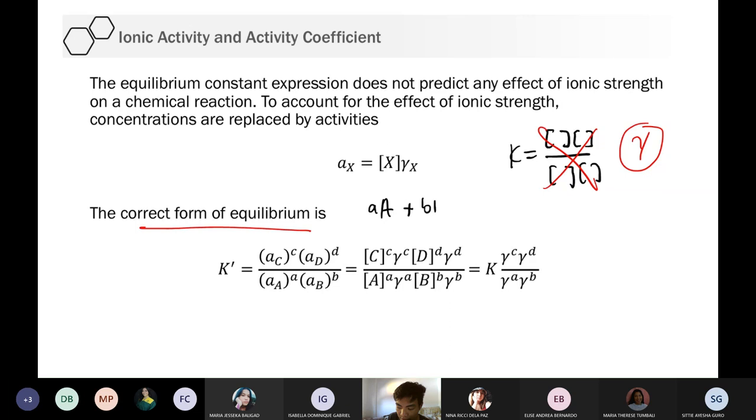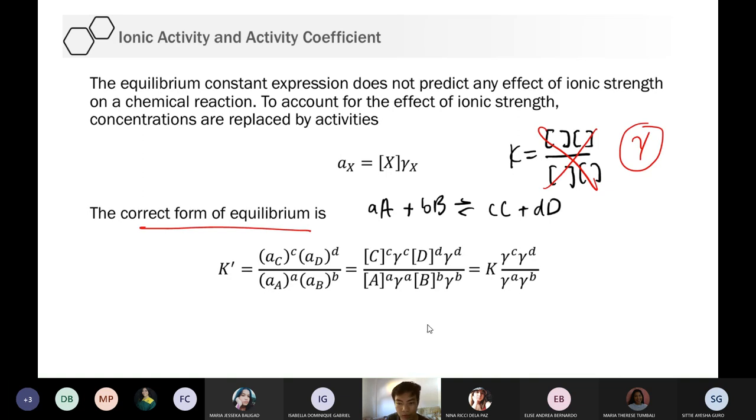Okay. So suppose you have this equation. The correct version of the equilibrium, including the activities, are eto. Okay. So that's the activity of the products divided by the activities of your reactants. And what's activity? Activity is equals to concentration times the gamma. So yan, in-expand ko lang dito. Concentration, gamma. Concentration, gamma. Okay. And yung mga concentrations, pwede natin sila pagsama-samahin into the original K times the gamma.